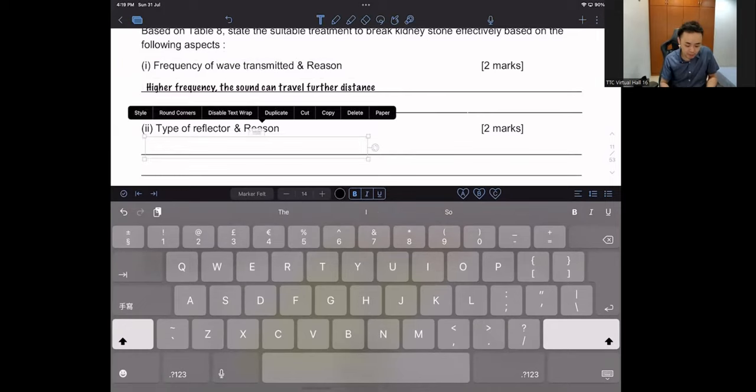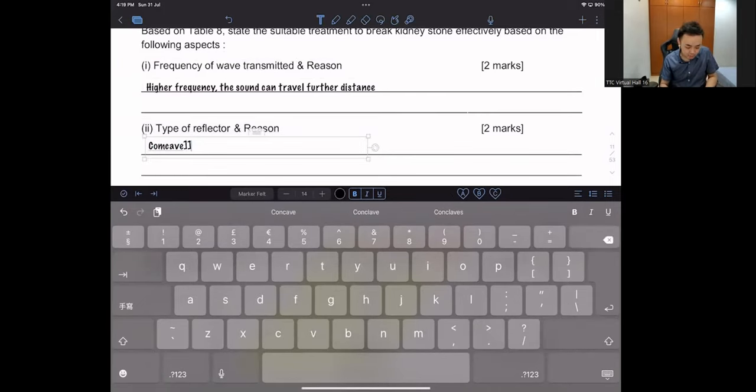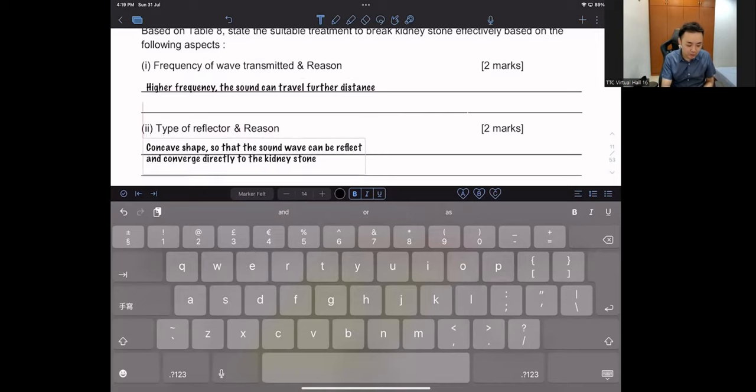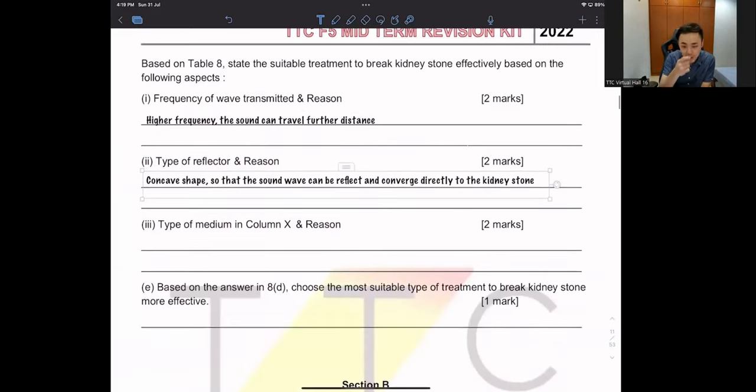Type of reflector, we want concave. Why? Because concave can do what? Look at the diagram, the diagram already hints at it. The diagrams show a concave shape, so that the sound wave can be reflected and converged directly onto the kidney stone. Then you won't vibrate the wrong places, right? You only want to hit the kidney stone, not just the organ. So it's better to have pinpointing, right?